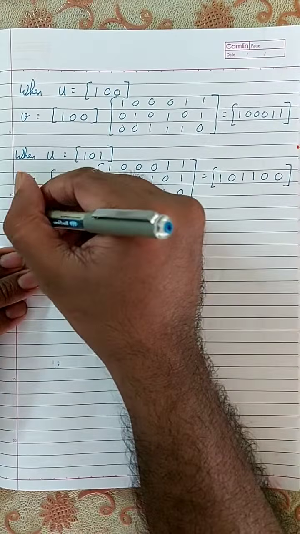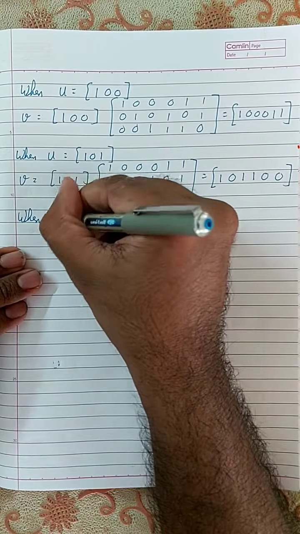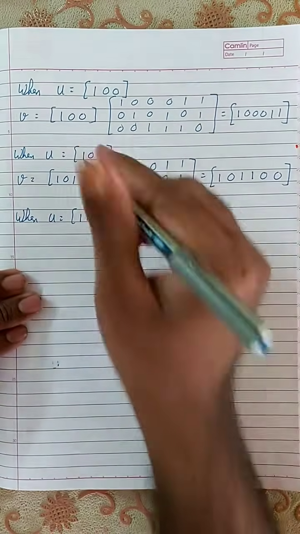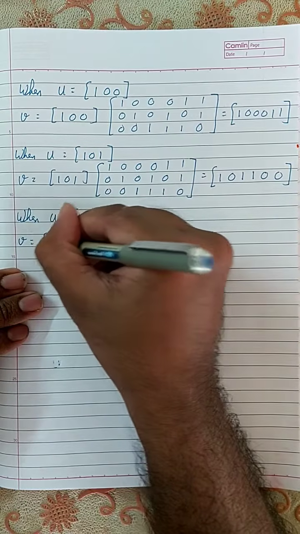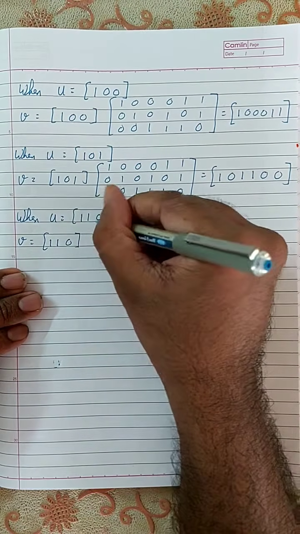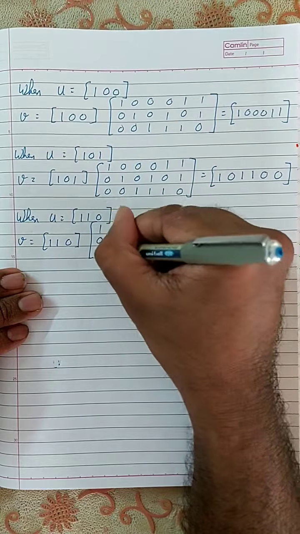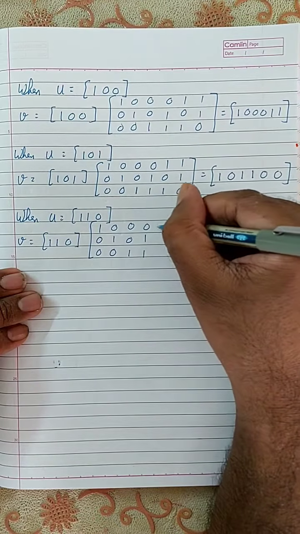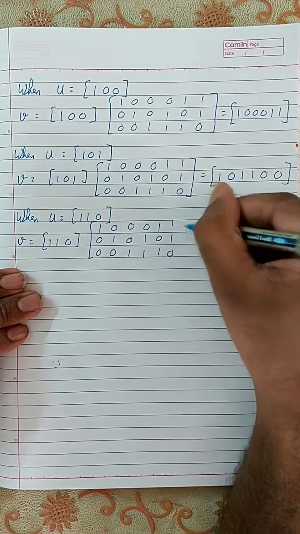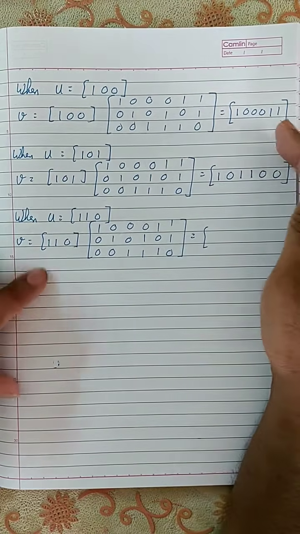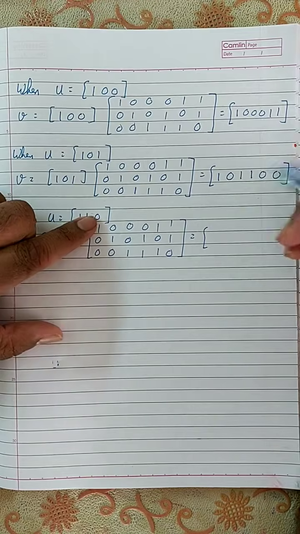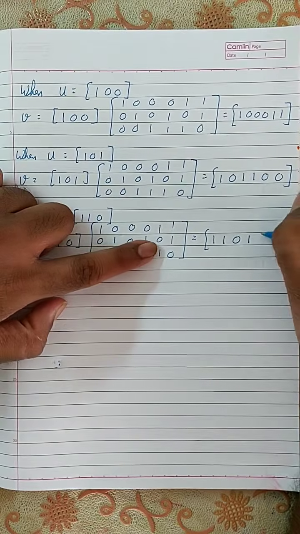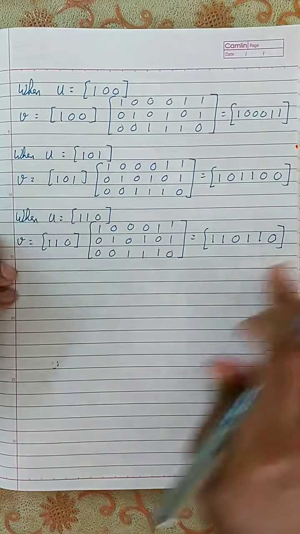Now let's write the code word of the seventh message. That is when u is equal to 1 1 0. Okay, when u is equal to 1 1 0, then v is equal to 1 1 0 into 1 0 0 0 1 0 0 0 1 0 1 1 1 0 1 1 1 0. And over here, since the first and the second element is 1, simply add the first row and the second row, and you will get 1 1 0 1 1 0. Okay, this is what you get.